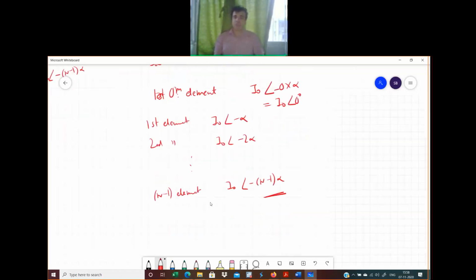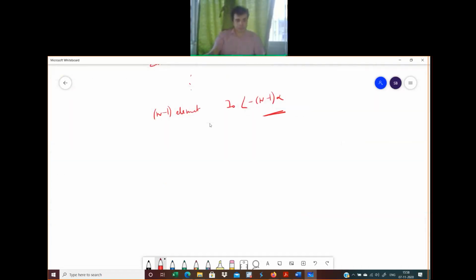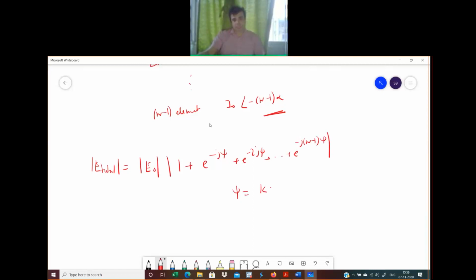So we come back to the same equation, E total equal to E naught, magnitude of 1 plus e to the j psi plus e to the 2 j psi up to e to the j n minus 1 psi. Psi is once again k d cos phi plus alpha. Is it okay? Same analysis as the 2-element, same thing now extended to n elements. Can we write this?